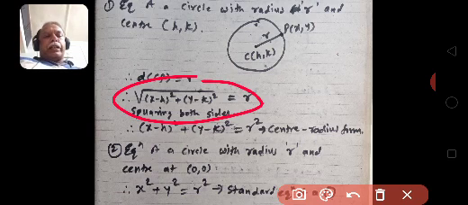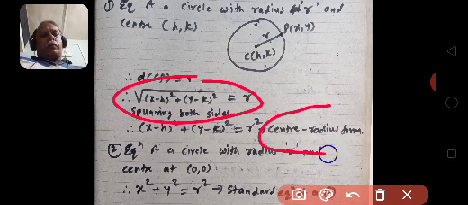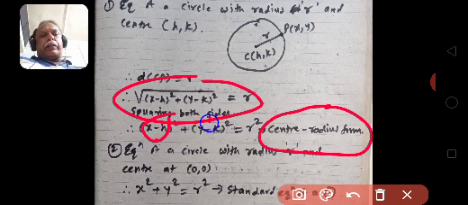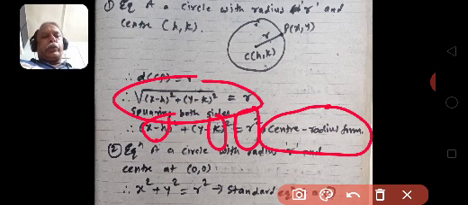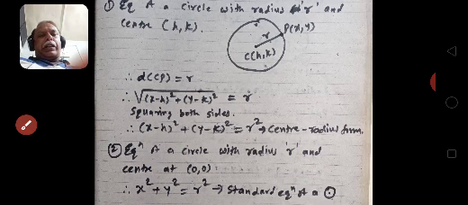This form is called as center radius form, because in this form both the coordinates of center h and k are used, as well as the radius of the circle R is also used. Therefore, this form is called center radius form.